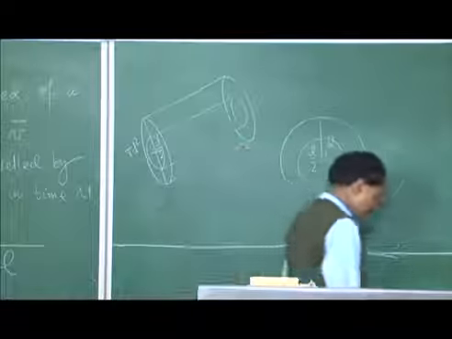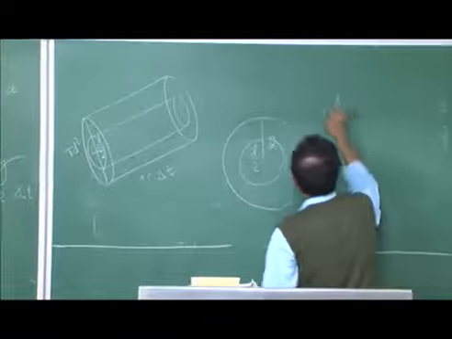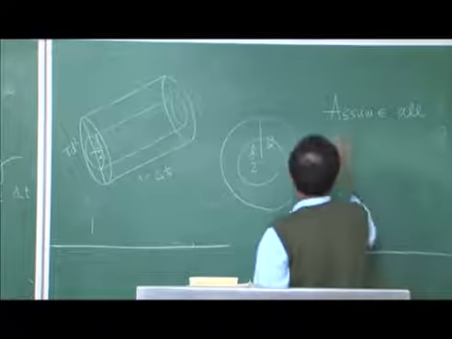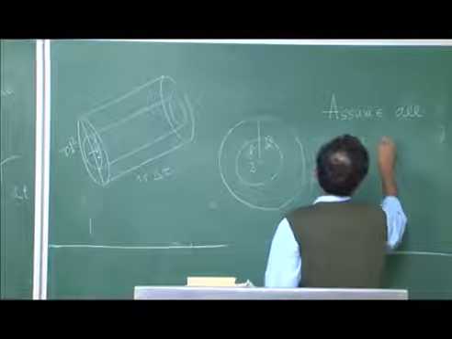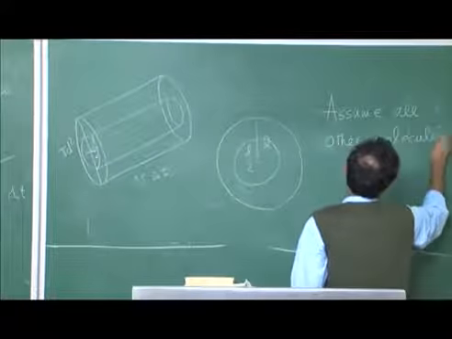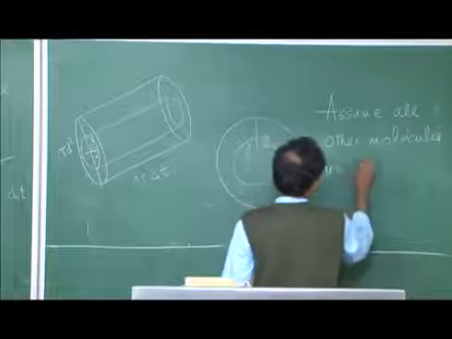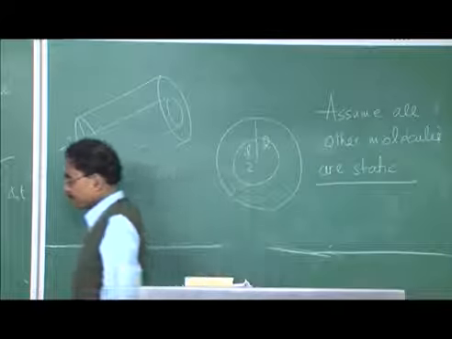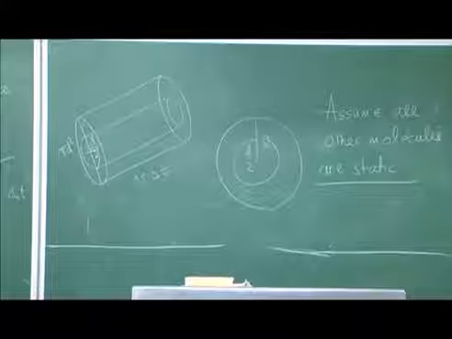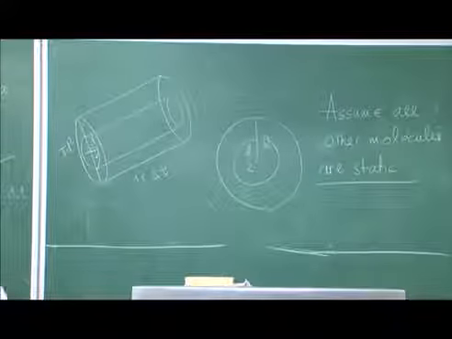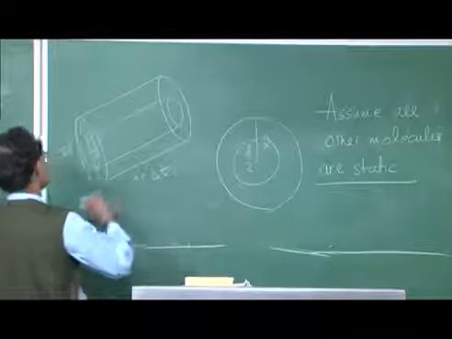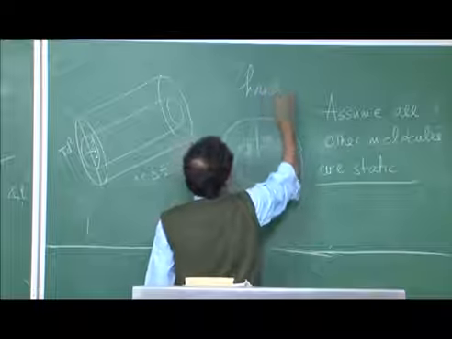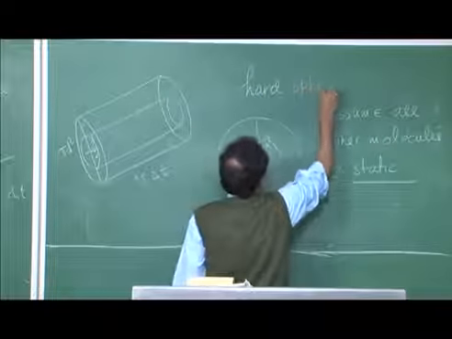Now, we will make an assumption. Assume all other molecules are static. This is an approximation, but the basic result does not alter much if I do not make this approximation. Now, you can see a very nice situation. What I assumed is that molecules are hard spheres of diameter d.